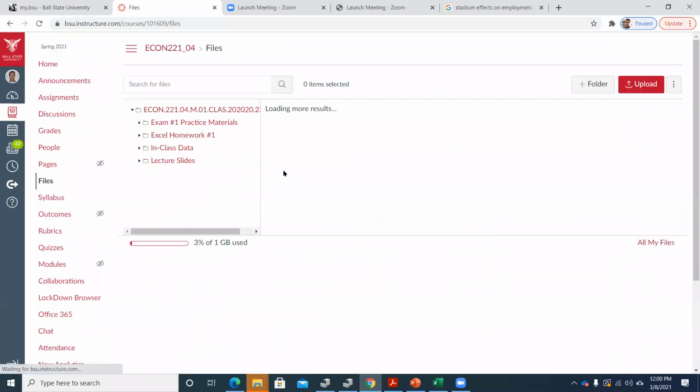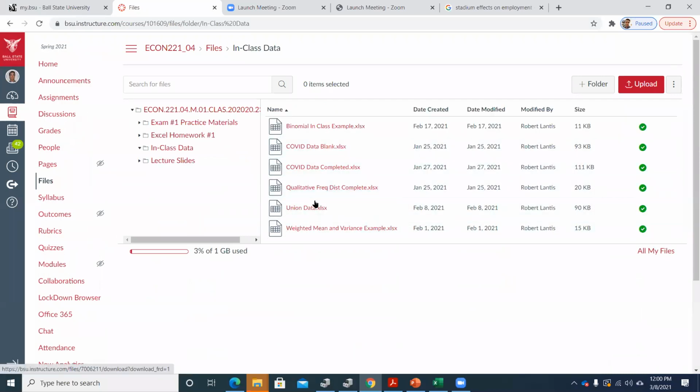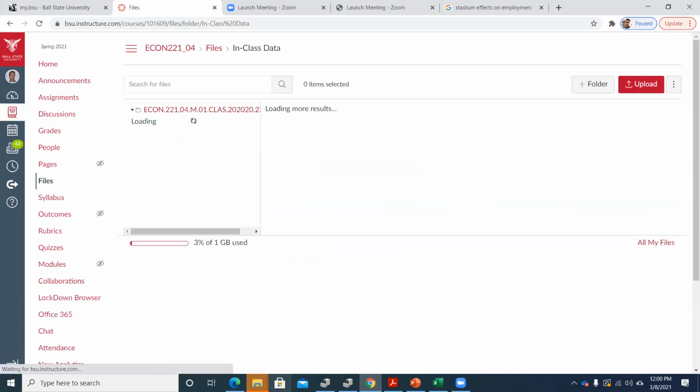So if we go to the Zoom page, under Files, in-class data, where is it at? Oh, it should be up here. Did I not drop it in here? Hold on. Guess I'll do it right now.